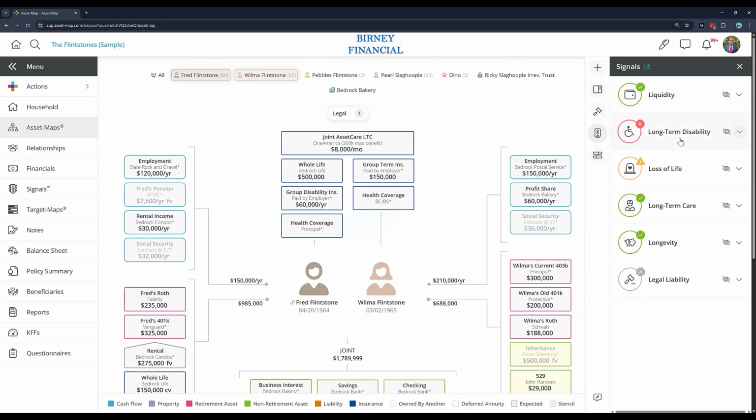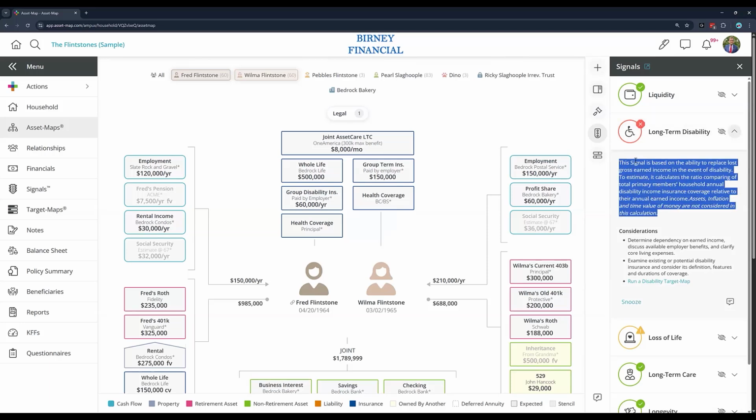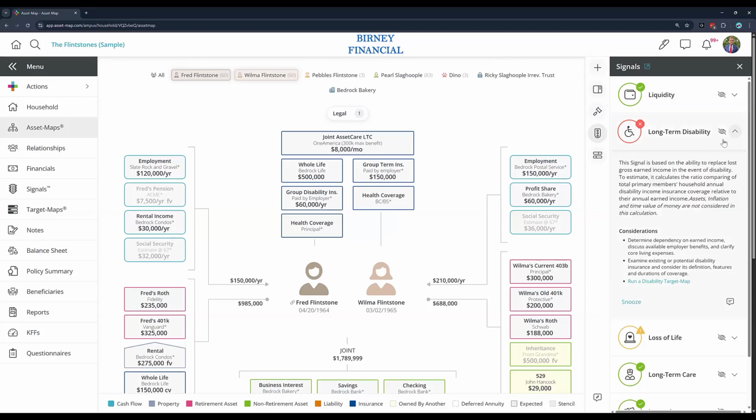But the next signal shows us a potential pain point. If I open up this one for long-term disability, you will see they have a red light here. Now, why is this light red? Well, you can read this paragraph to see what we're basing it on, but what's cool about signals in the sidebar feature is this little eyeball icon right here.